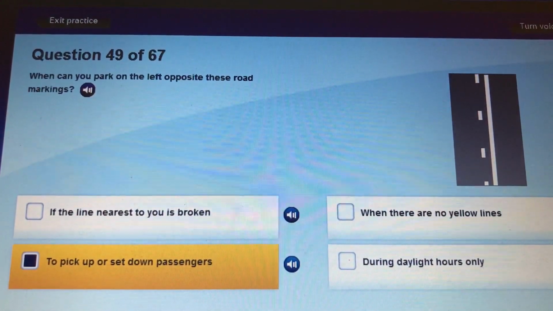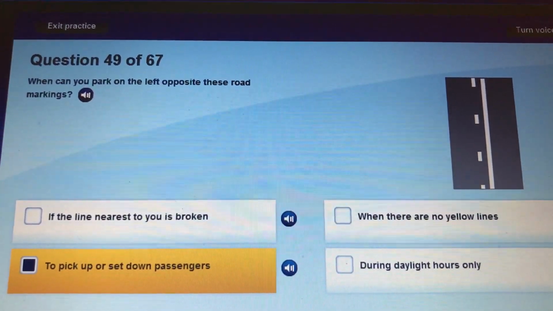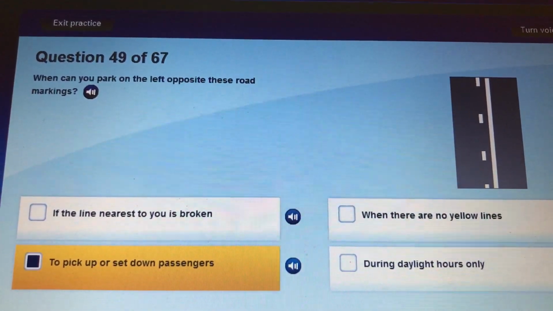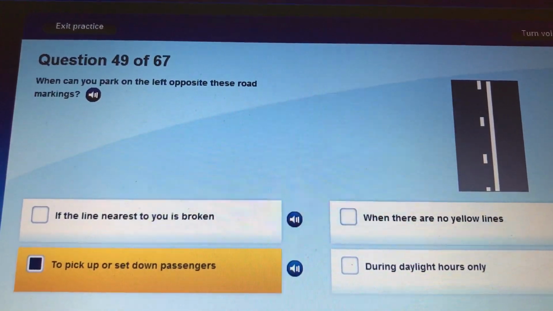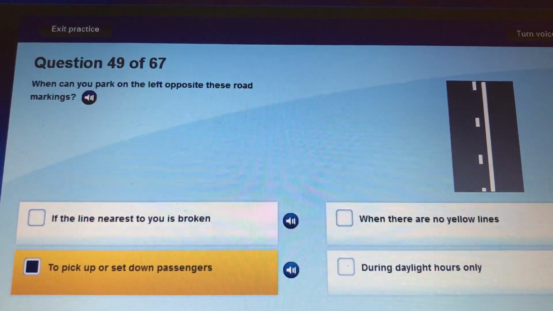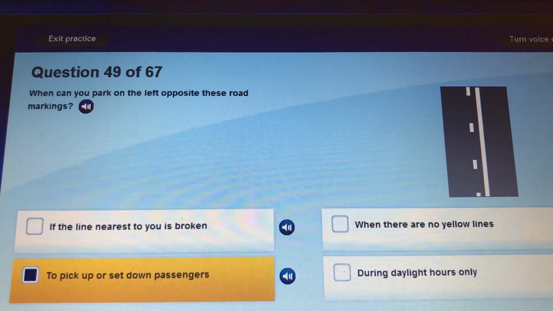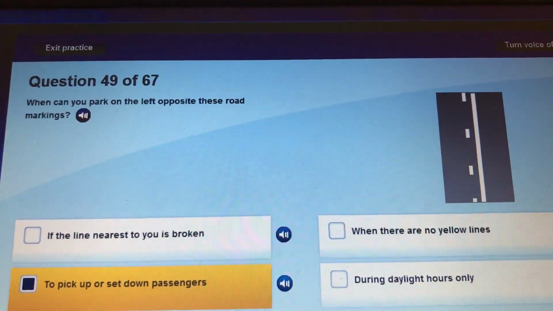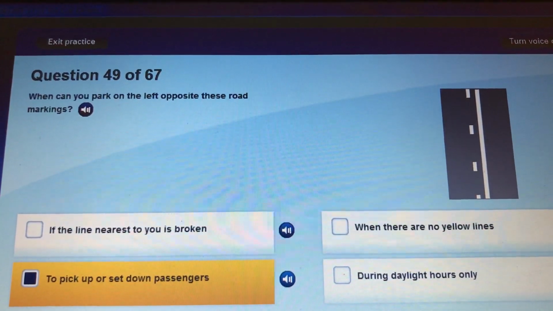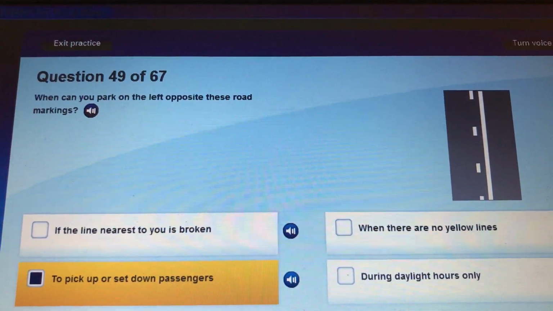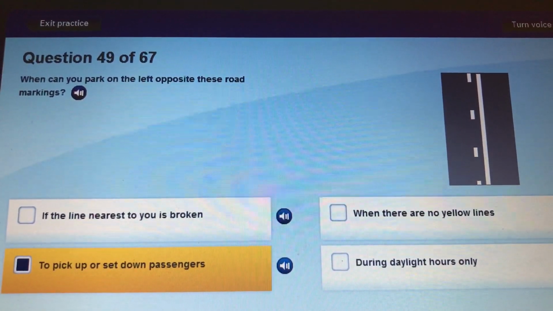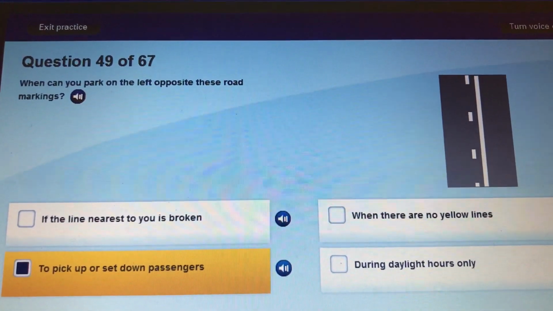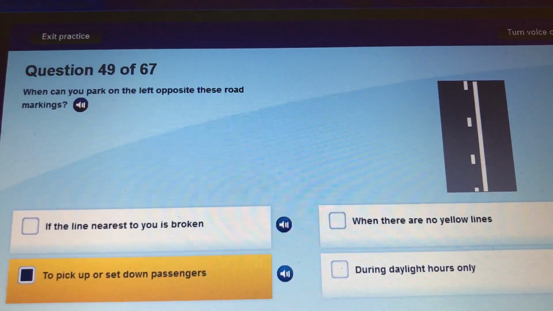What can you see in the picture? It is a road and there is one solid line and one broken white line in the middle of the road. When can you park on the left opposite these road markings? Only when you want to pick up or set down passengers.